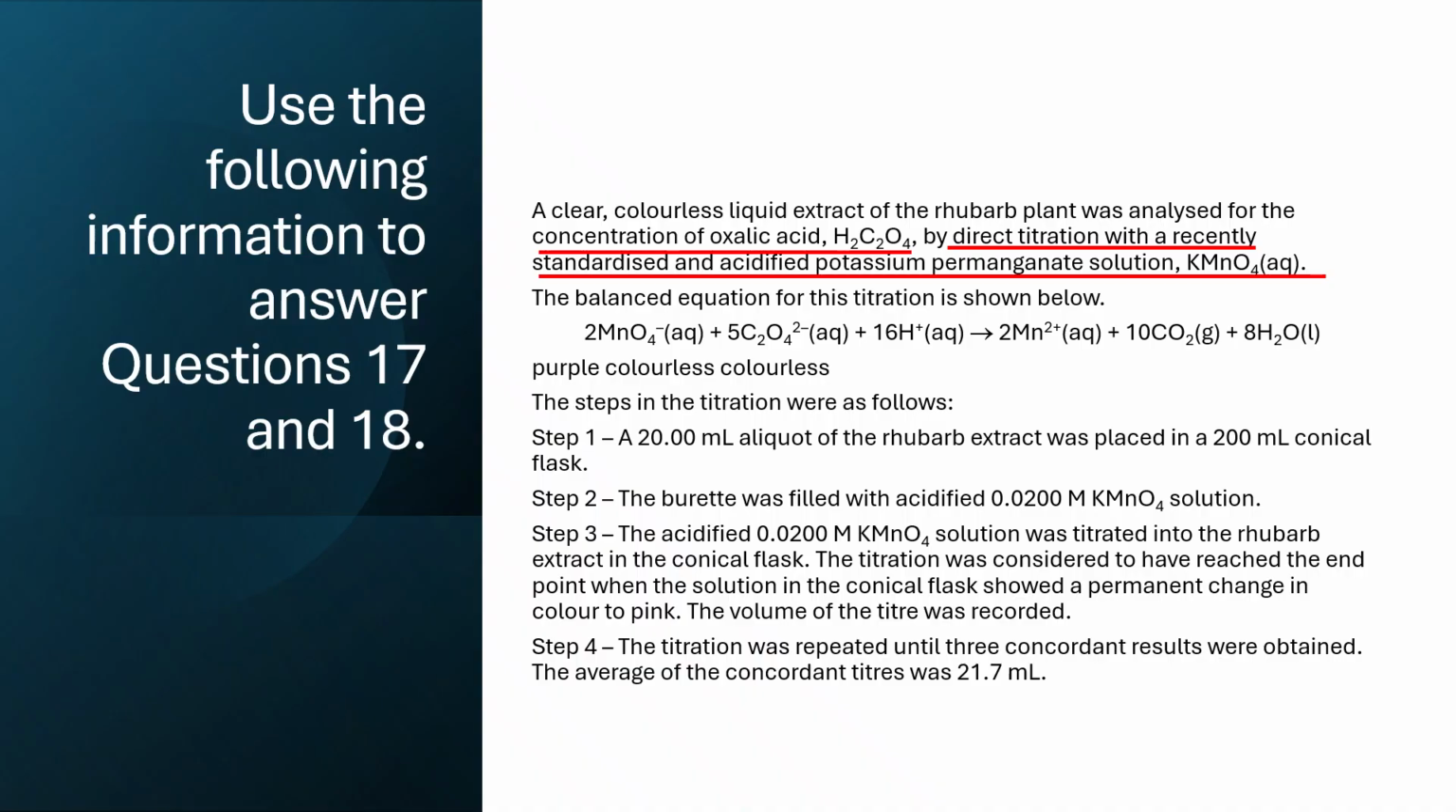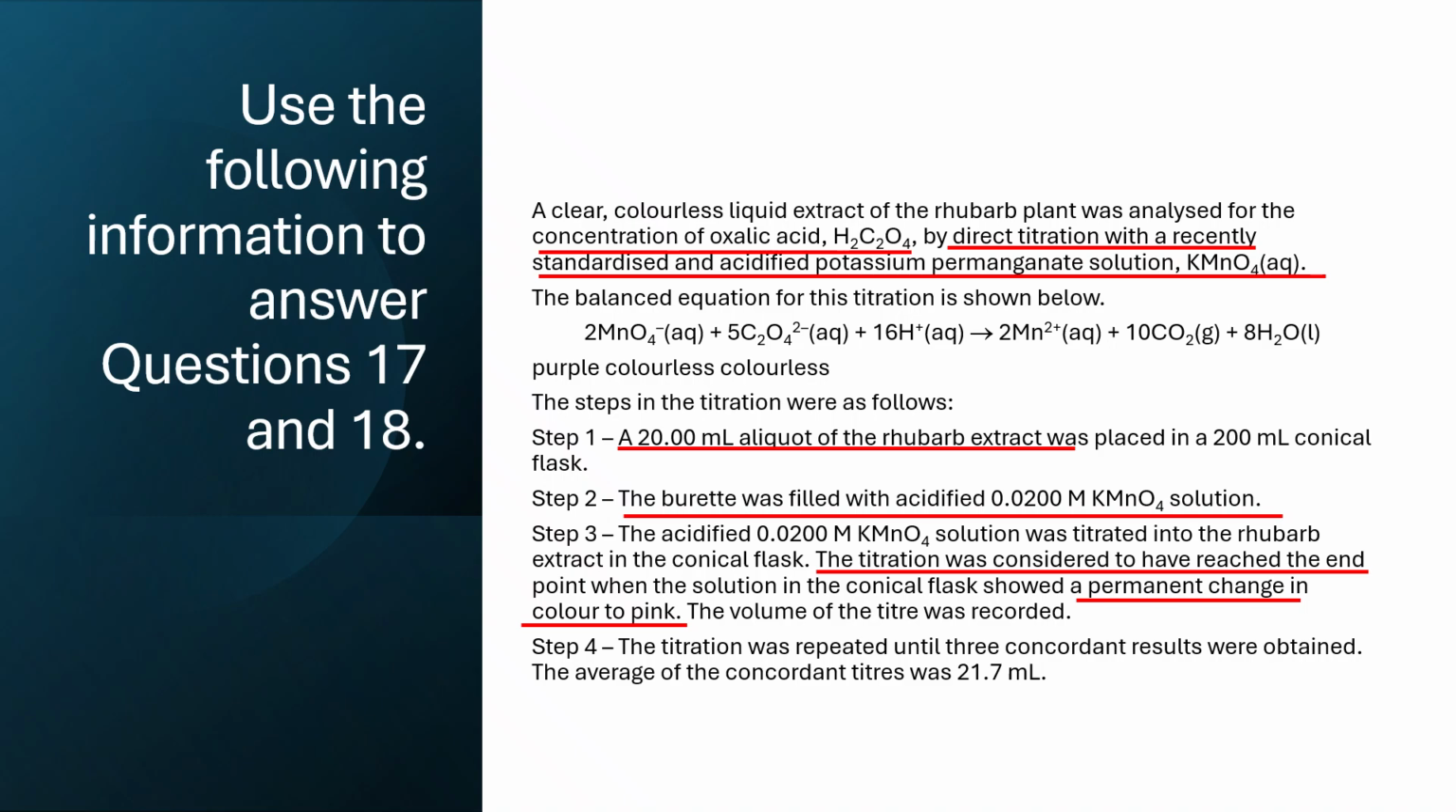Step 1, a 20.00 mL aliquot of the rhubarb extract was placed in a 200 mL conical flask. Step 2, the burette was filled with acidified 0.0200 M KMnO4 solution. Step 3, the acidified 0.0200 M KMnO4 solution was titrated into the rhubarb extract in the conical flask.